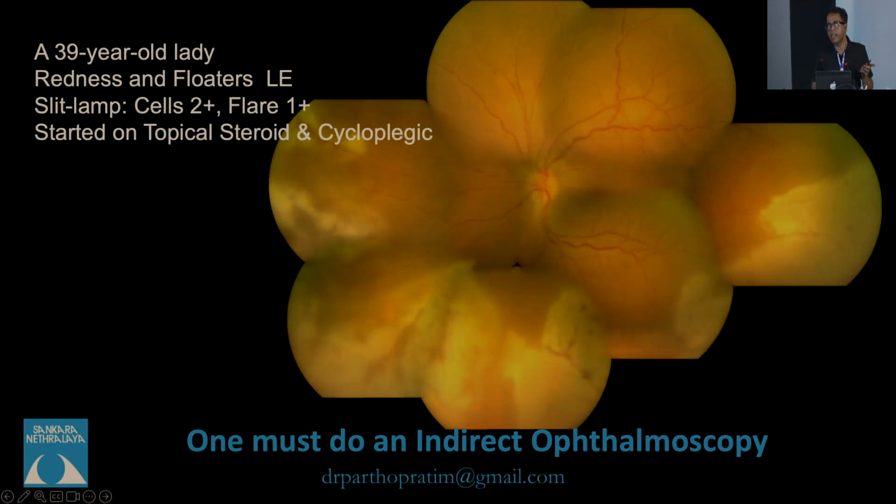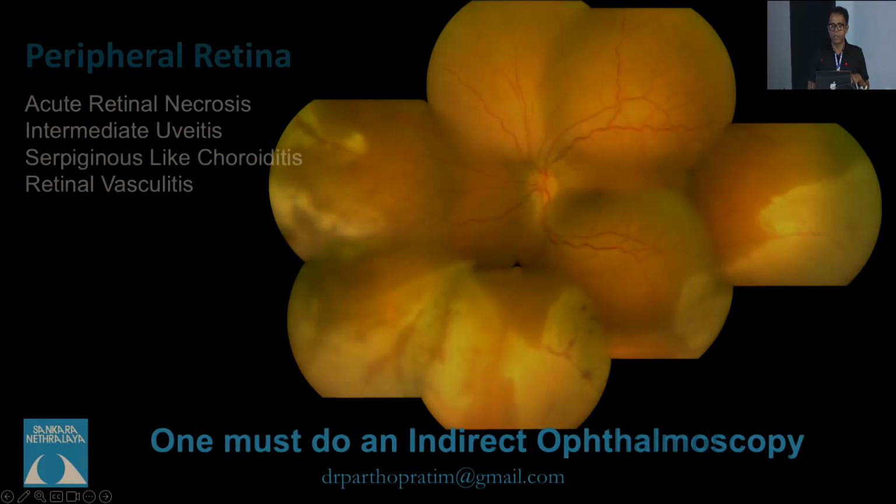What was that? Anyone? Any postgraduates? This is acute retinal necrosis. So the acute retinal necrosis you can miss if you are not examining the periphery, and if you only try to decode it by your slit lamp examination, you will diagnose it as an anterior uveitis. So indirect ophthalmoscopy is a must.